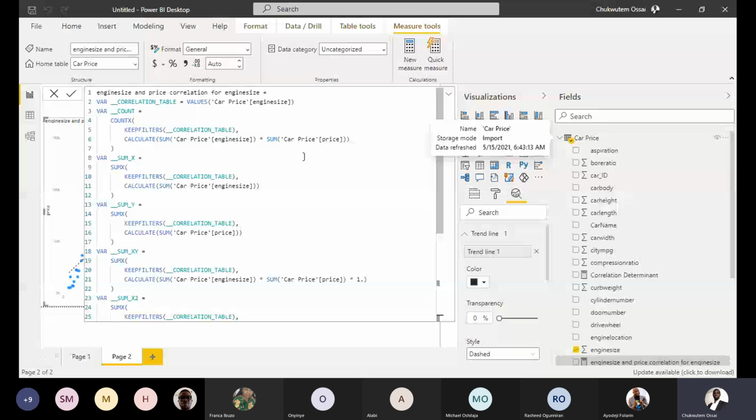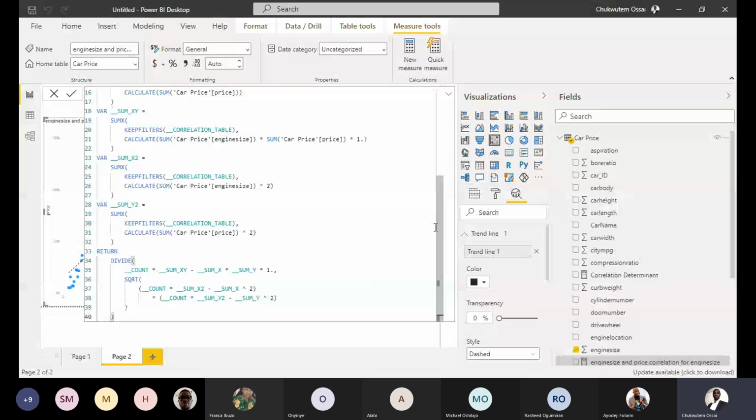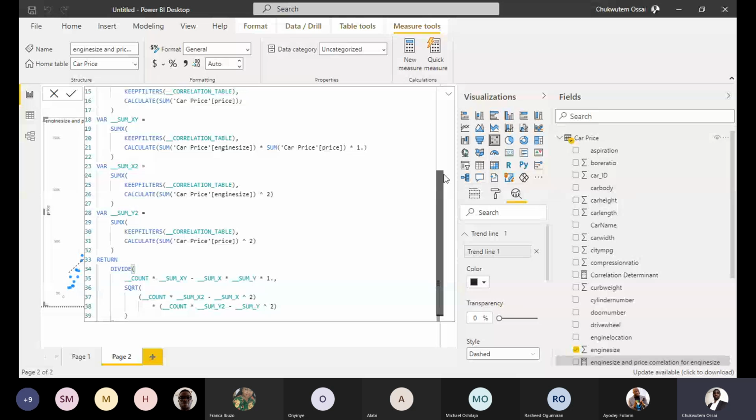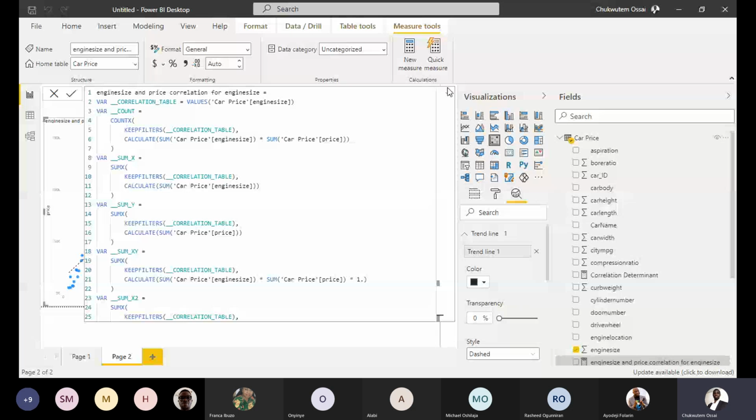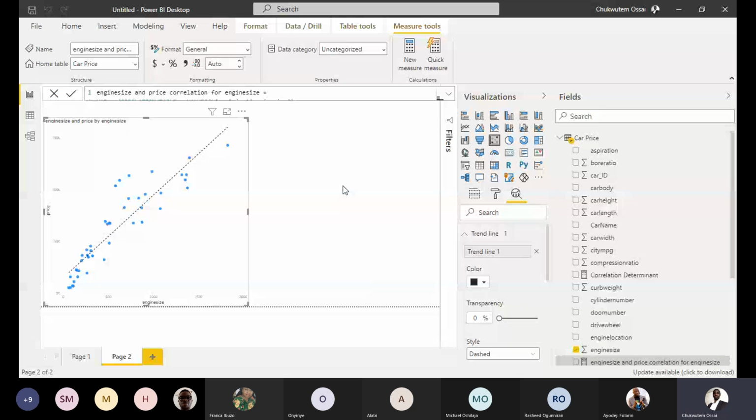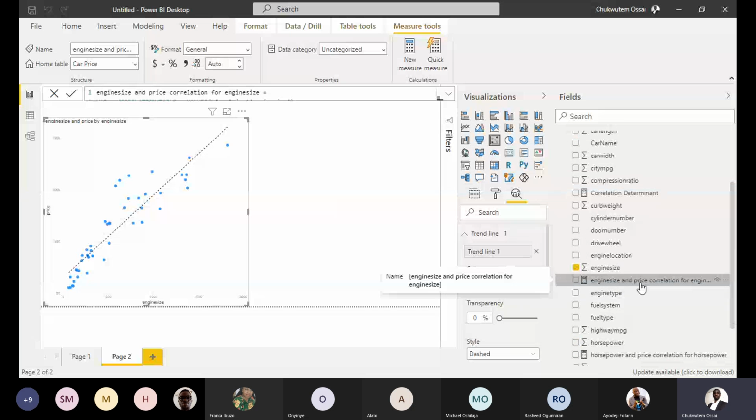But with the quick measure, it quickly runs through our data sets and brings up this calculation to give us the correlation between our engine size and the price. Okay, so let me drop this. This is the measure that we have brought in, the engine size and price. I can rename this or still leave it as this. Okay, let me leave it at this.